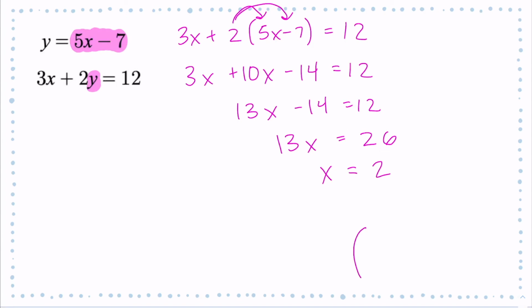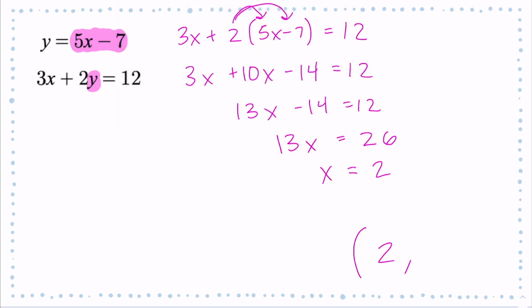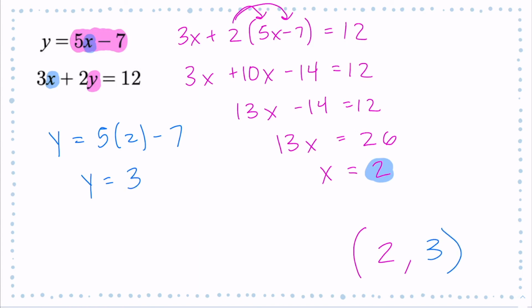Okay, so now that we have our x coordinate to be 2, how can we find the y coordinate? Well, we're just going to use substitution again. We're going to substitute in 2 into one of our equations for x. You can pick either the first equation or the second equation. I'm personally going to use that first equation. So we're going to substitute in 2 for x. And so then we have y equals 10 minus 7 gives us 3. So then our solution is the ordered pair 2, 3.